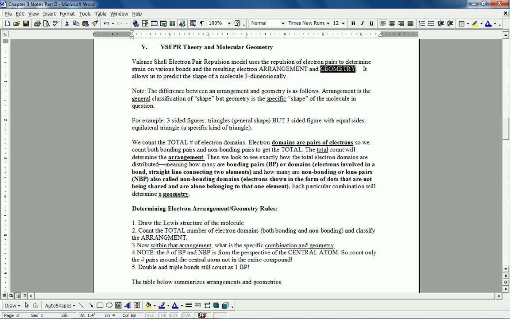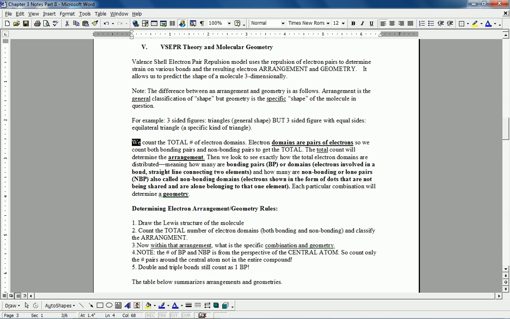Alright, so let's take a look at some guidelines that will help us in determining the arrangement and geometry. And it's very important to make a distinction between those two terms. Alright, the first thing we're going to do, of course, is draw our Lewis structure, because that's the first thing we need to do to determine the shape of the compound.